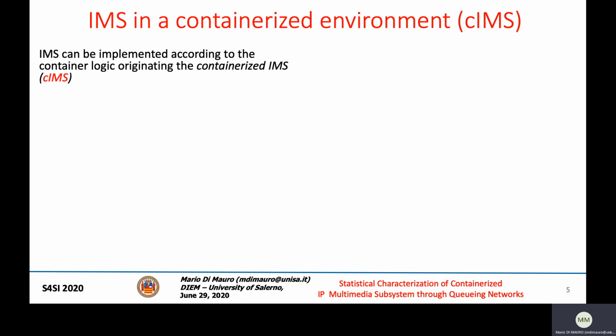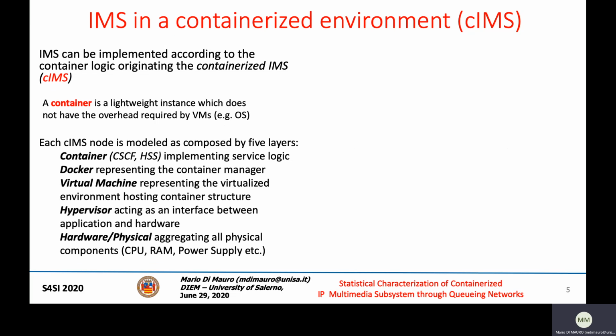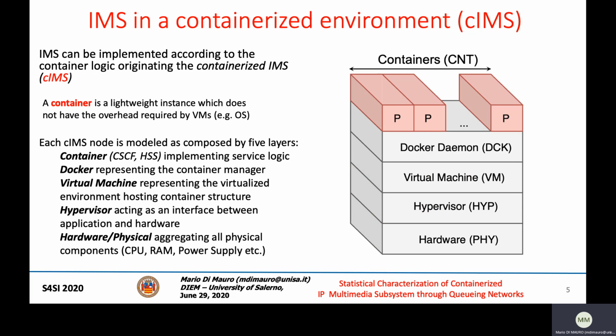According to the network function virtualization environment, also IMS can be virtualized. Precisely, we consider a containerized deployment of IMS where we distinguish 5 layers. The hardware layer or physical layer, which contains all the physical components or equipment, just like CPU, RAM, power supply, and so on. The hypervisor, which acts as an interface between the underlying hardware and the application or software layer. The virtual machine, which is the virtualized environment hosting the whole container structure. The Docker, that is basically a container manager. And on the topmost layer, we find the container implementing the software service logic, namely the proxy logic, serving or interrogating logic, or HSS logic, and so on.